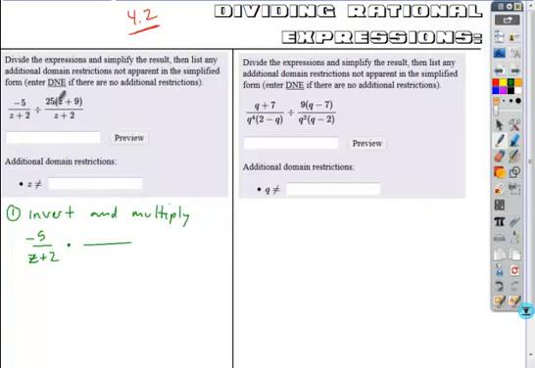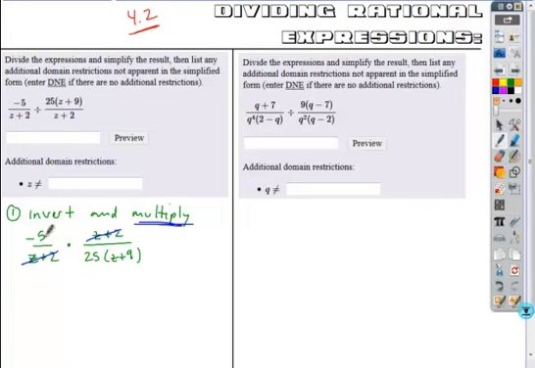So the second fraction, we take what was the numerator, 25 times z plus 9, and we move it to the denominator. And what was in the denominator, we move up to the numerator. Once you get to that step, then you just go through the process of multiplying. So multiplying is factor everything completely, and you can do that in the same step as inverting. And then cancel common factors.